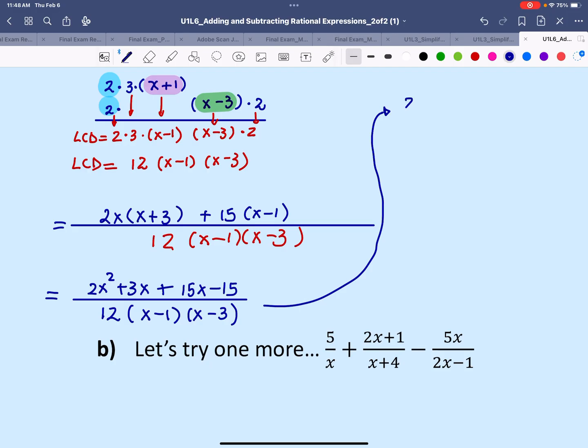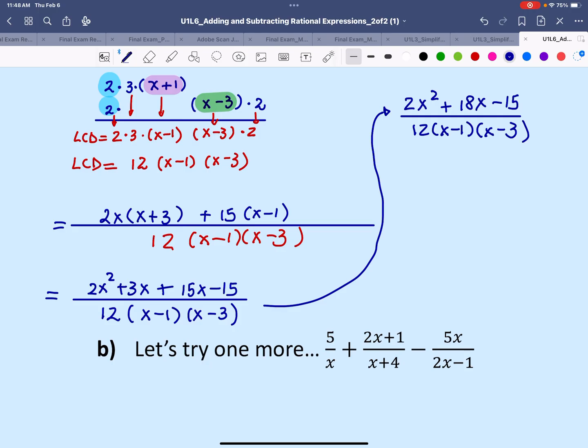So we have 2x squared. We have 21x, and then we have plus 15. And down in the denominator, we have our denominator in factored form, which is 12, x plus 1, and then x minus 3.